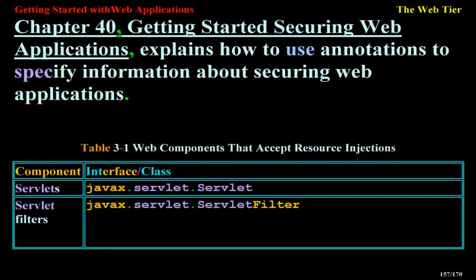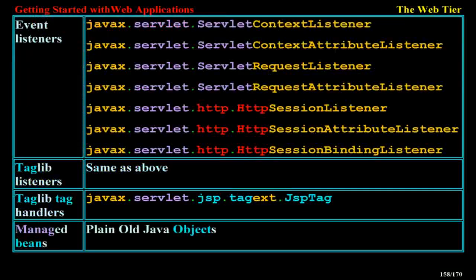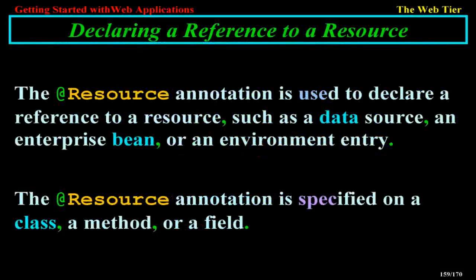Table 3-1 Web Components That Accept Resource Injections. Component: Servlets, javax.servlet.Servlet; Servlet filters, javax.servlet.Filter; Event listeners, javax.servlet.ServletContextListener, javax.servlet.ServletContextAttributeListener, javax.servlet.ServletRequestListener, javax.servlet.ServletRequestAttributeListener, javax.servlet.http.HttpSessionListener, javax.servlet.http.HttpSessionAttributeListener, javax.servlet.http.HttpSessionBindingListener; Taglib listeners, same as above; Taglib tag handlers, javax.servlet.jsp.tagext.JspTag; Managed beans, plain old Java objects.